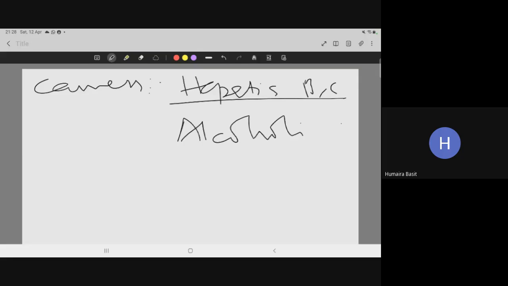Then you have autoimmune hepatitis. And then, as I just told you, primary biliary cholangitis and primary sclerosing cholangitis. So I'll just write cholangitis. Cholangitis is your bile duct inflammation. And then you have hemochromatosis, then you have Wilson disease.